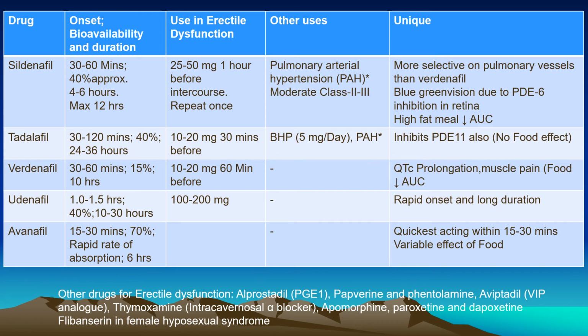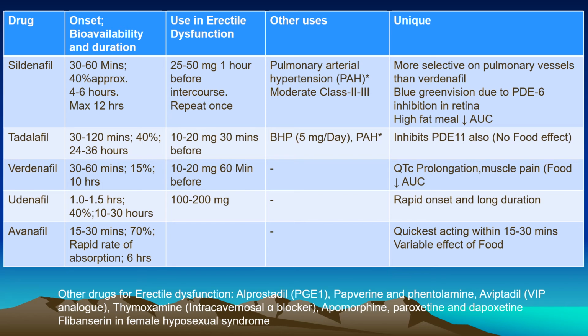Apart from sildenafil, at least 6 drugs are available in the same group for the treatment of erectile dysfunction and other indications. Sildenafil is short acting and should be taken within 1 hour of the sexual act in a dose of 25 to 50 milligrams. It is also indicated in pulmonary arterial hypertension.